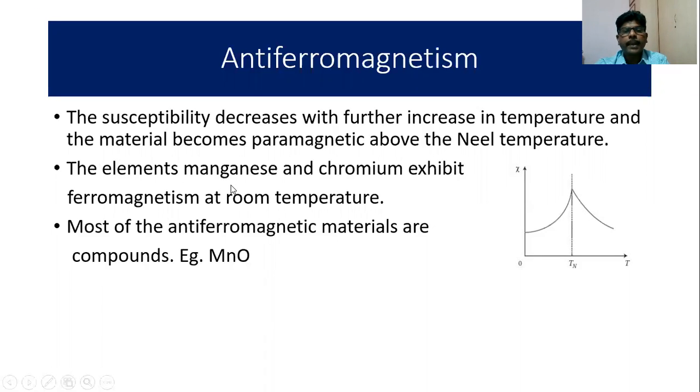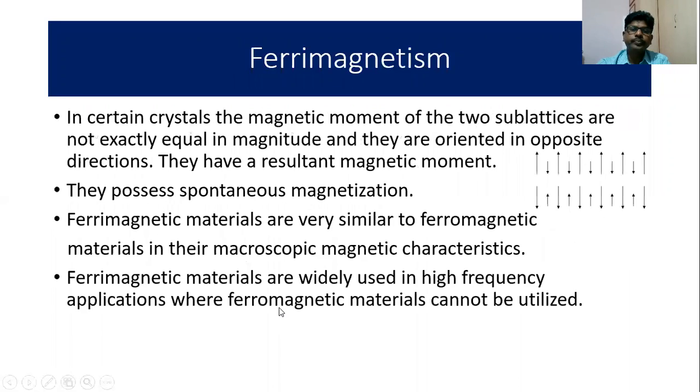The elements manganese and chromium exhibit antiferromagnetism at room temperature. Most of the antiferromagnetic materials are compounds. An example is MnO. Now we will see what is ferrimagnetism.